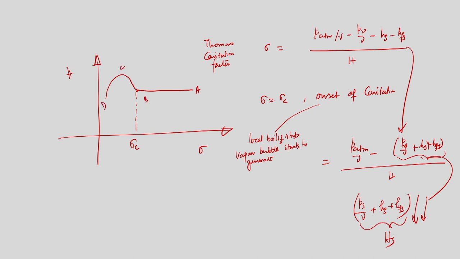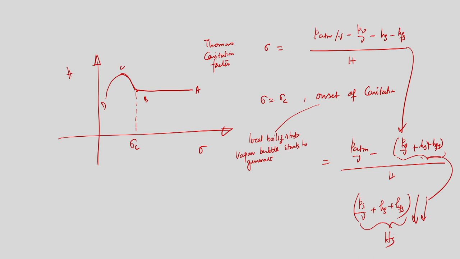Again, if we further reduce the sigma value, then we probably have a high head generation. Why is it happening? Because when sigma is equal to sigma C, at the onset of cavitation, vapor bubbles start to generate, and the vapor bubbles will accumulate and make the surface very slippy. Whenever liquid is flowing over a slippy surface, it does not feel the effect of the solid surface and the frictional loss becomes less.